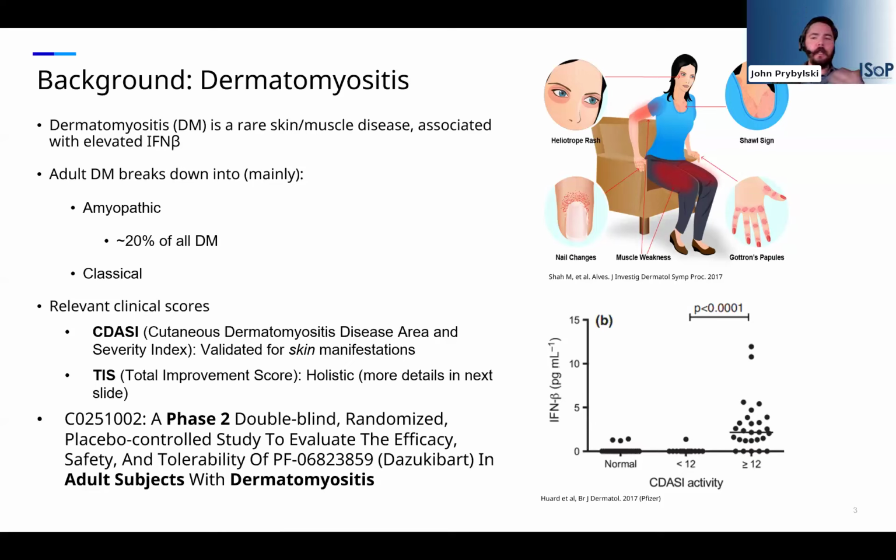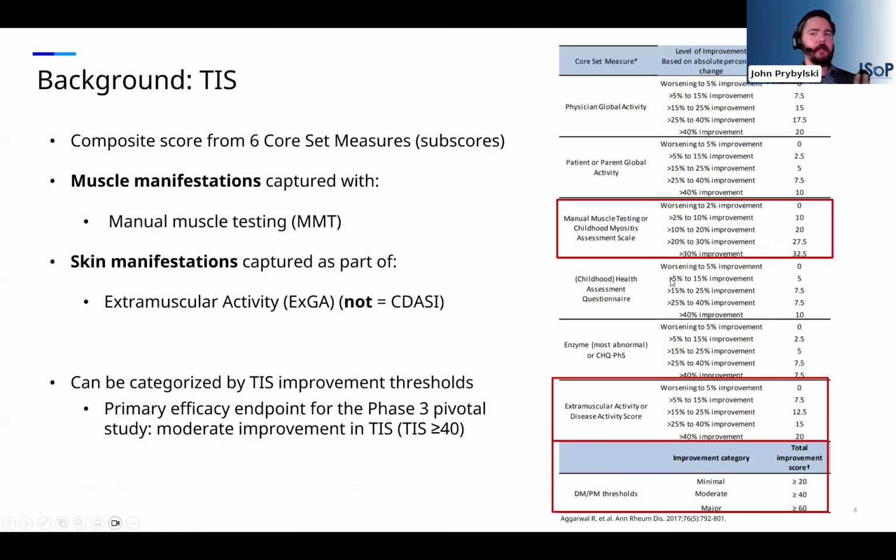So the data that we had going into the work here was from a phase 2 trial of our anti-interferon beta monoclonal antibody, which is now called dazukibart, in adults with dermatomyositis. So that was that study. And I'm going to discuss more about the study and its findings, but I feel like it's definitely necessary to give a bit more background on TIS.